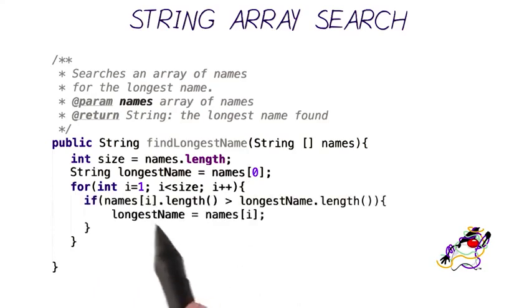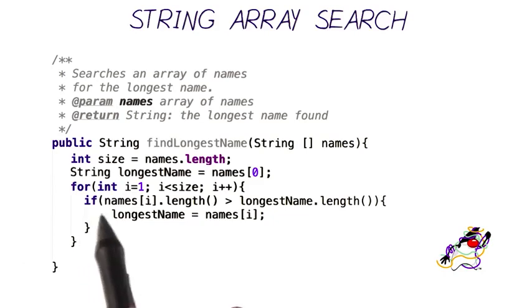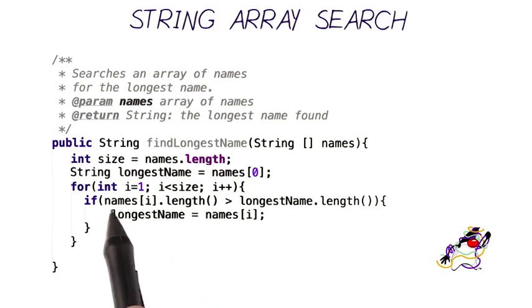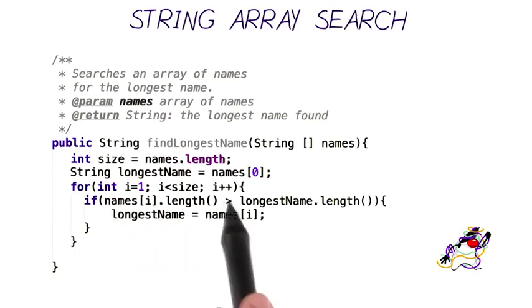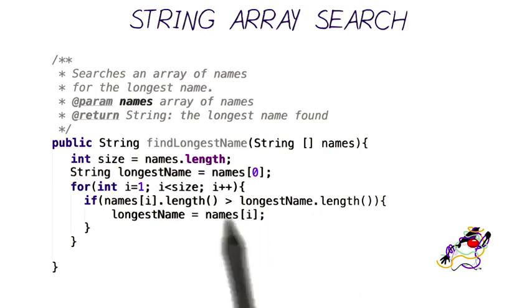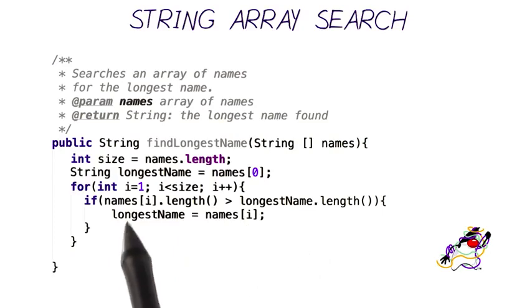Inside that loop, we want to compare the length of each cell in that array to the longest name that we've found so far. So we say if names[i], which is the string in that particular cell of the array at the position i, we say if names[i].length, so we're measuring the length of that particular string, and we're comparing it to longestName.length, which should be storing the longest name we found so far. So if that name.length is actually larger than the longestName.length, then we update longestName to be that name.